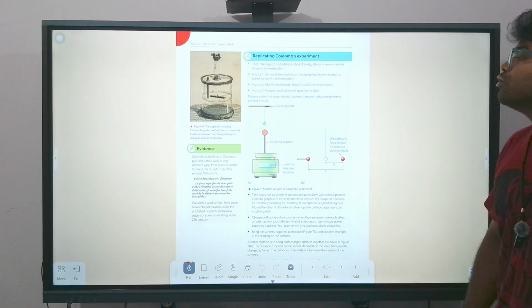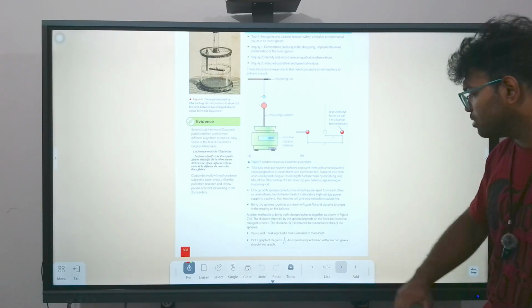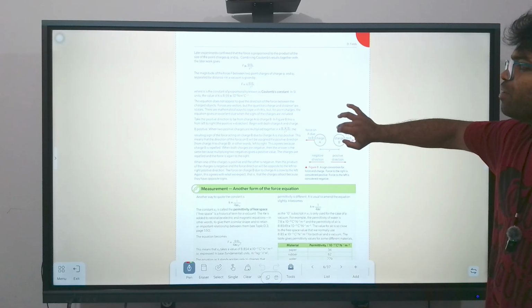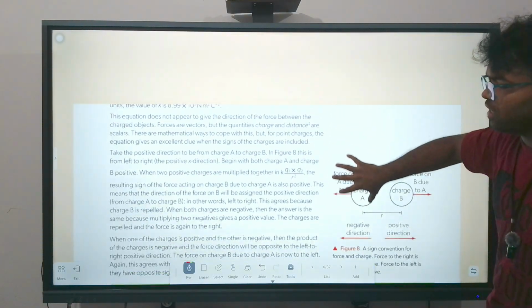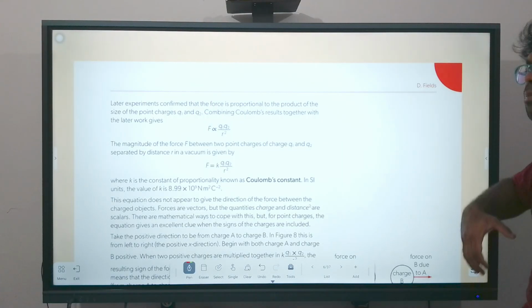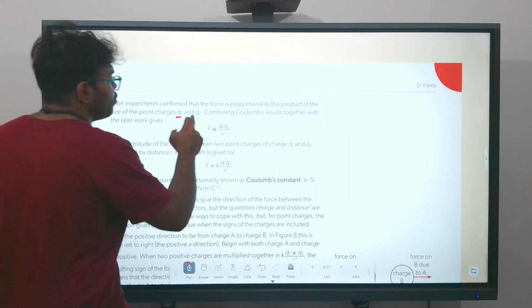Okay. So we're not going to do this. Later experiments confirmed that the force is directly proportional to the product of the size of the point charges, Q1 and Q2.